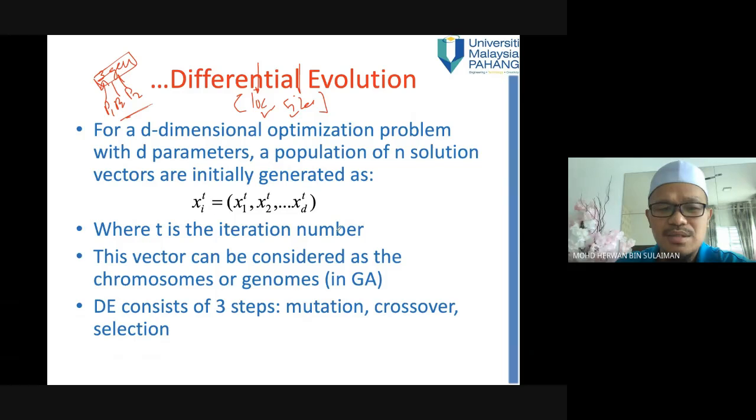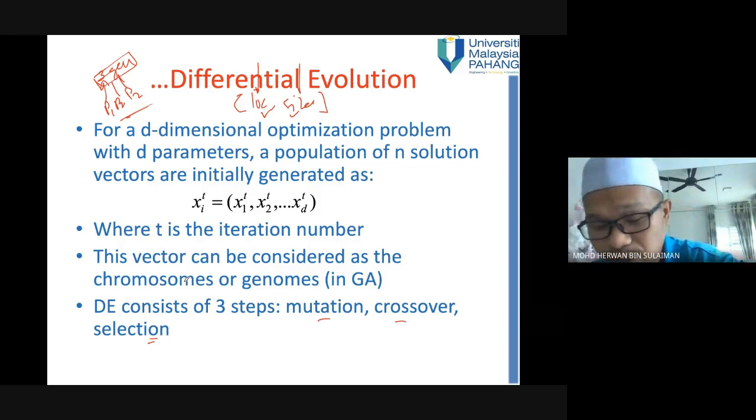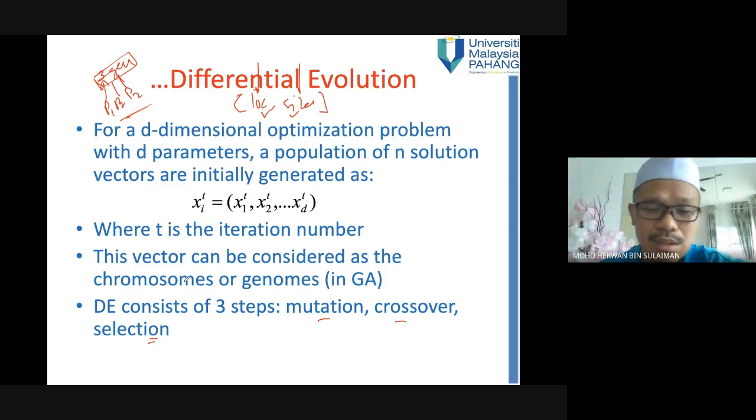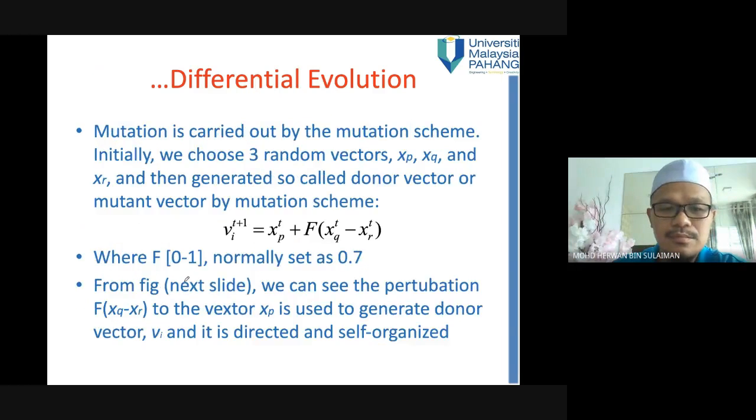And then T is the iteration number. The vector can be considered as a chromosome or genome in GA. Compared to GA, DE has only 3 steps. It starts from mutation, crossover, selection. Okay, it's quite different from the GA. GA starts with selection, crossover, and mutation. And then mutation is carried out by the mutation scheme.